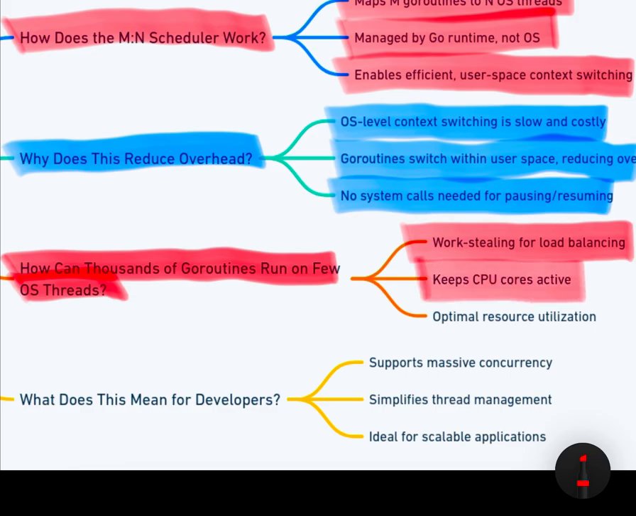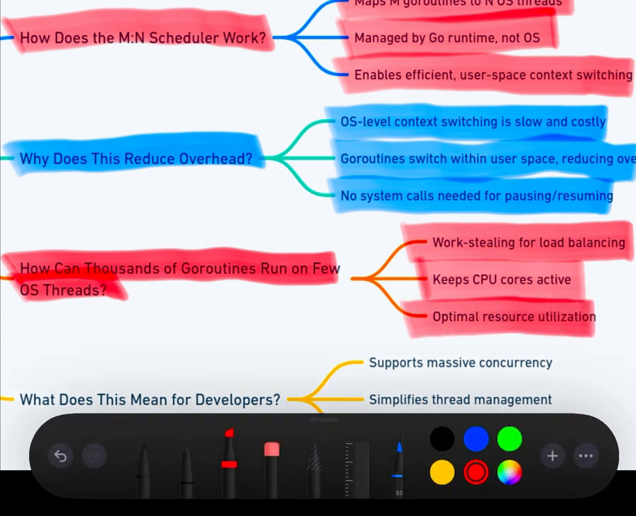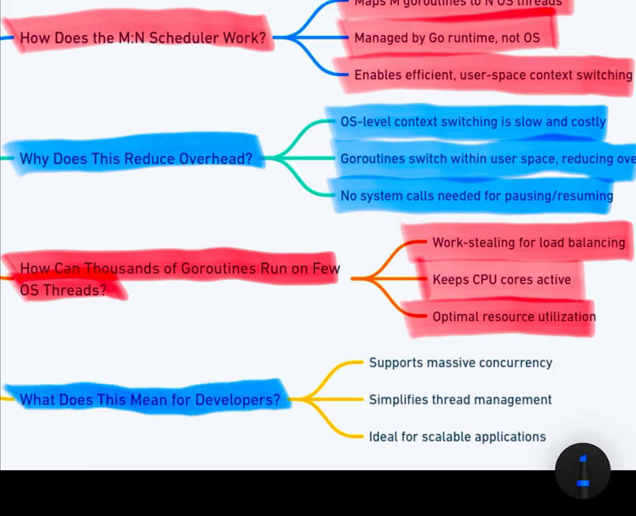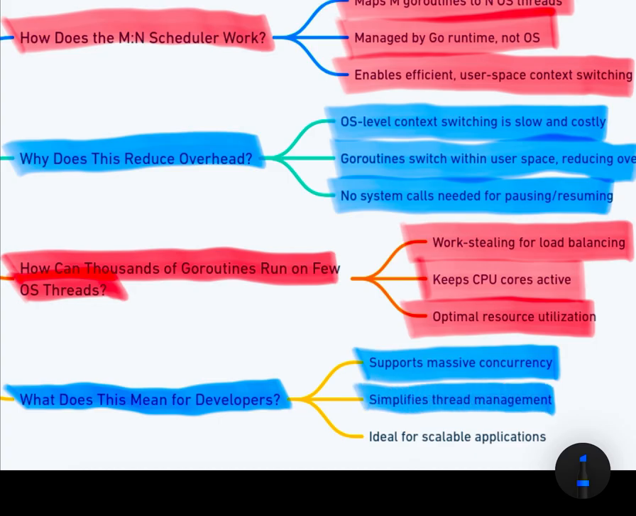What does this mean for developers? The result is a system that can support massive concurrency with minimal memory and CPU overhead. Developers don't have to worry about the complexities of thread management or the performance hits from OS-level scheduling. Instead, they can create highly concurrent applications with the confidence that Go's user space scheduler is handling it all efficiently behind the scenes.